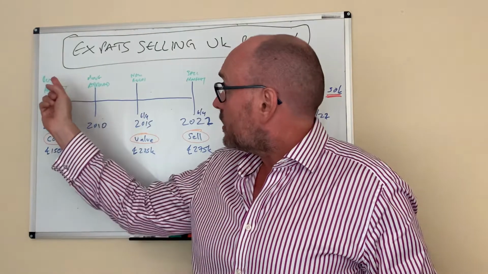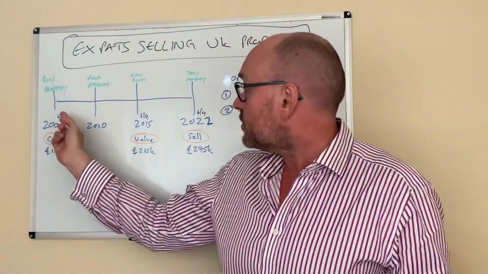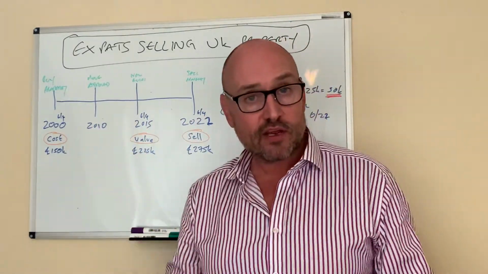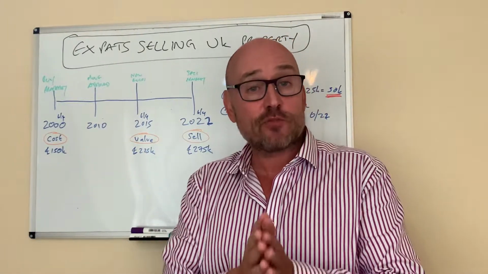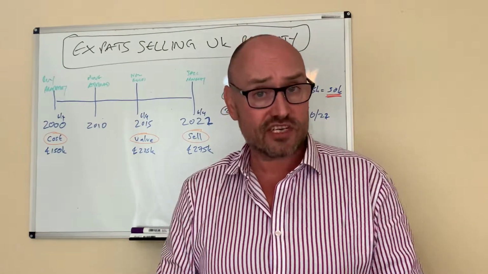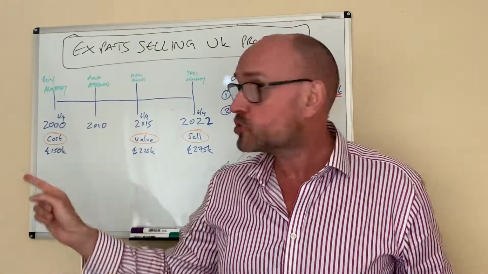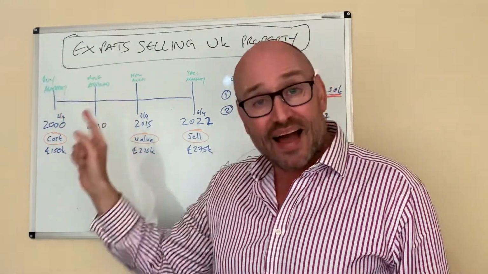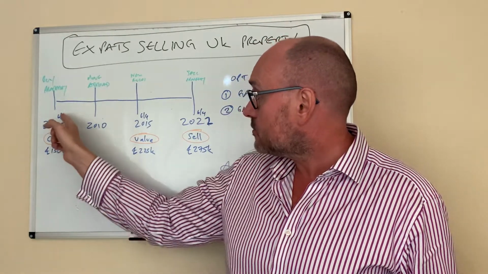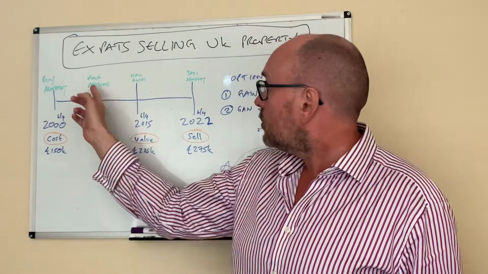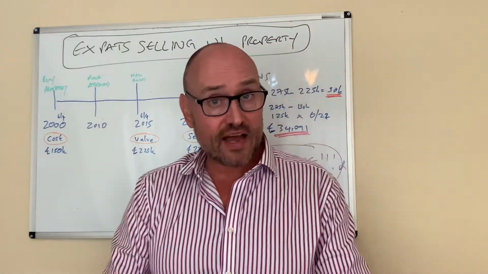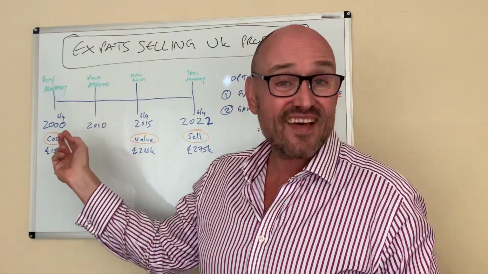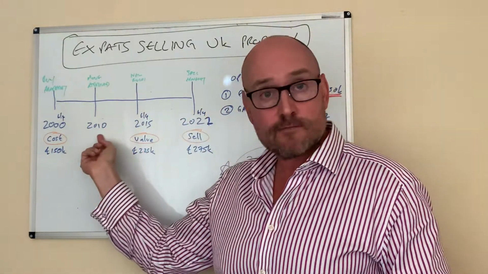Okay, timeline starting from the year 2000, ending in 2022. Assuming, for ease of maths, these transactions happened on the first day of the tax year, on the 6th of April. So 6th of April 2000, an individual, still UK resident, acquires a buy-to-let property for 150 grand. Then moves abroad in 2010. So this individual moves overseas, becomes an expat, in 2010. They're still there 12 years later.